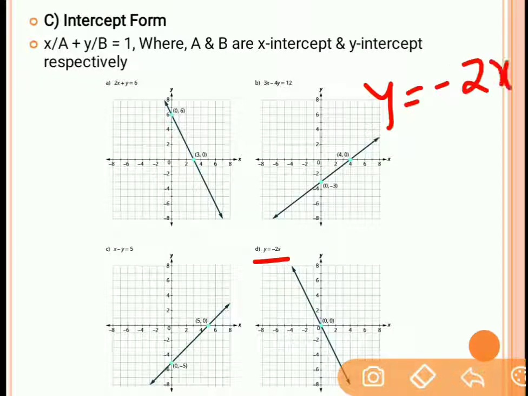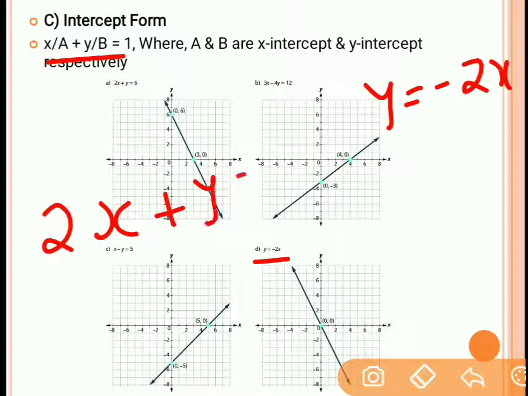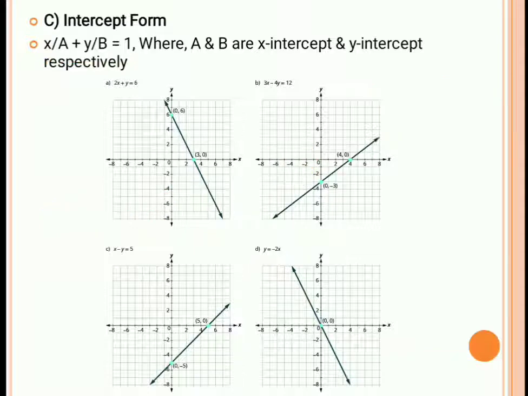To convert it into the intercept form, we can take 2x on the left hand side. So 2x + y = 0. It means this equation of the line does not have an x-intercept and y-intercept. As it does not have x-intercept and y-intercept, it will pass through the origin. Fine, it won't cut the x or y axis, but it will pass through the origin. Now let's move further.